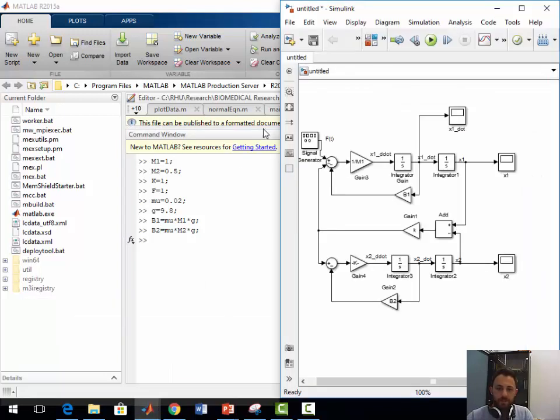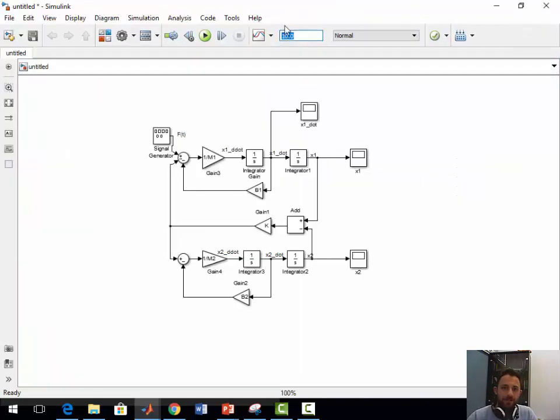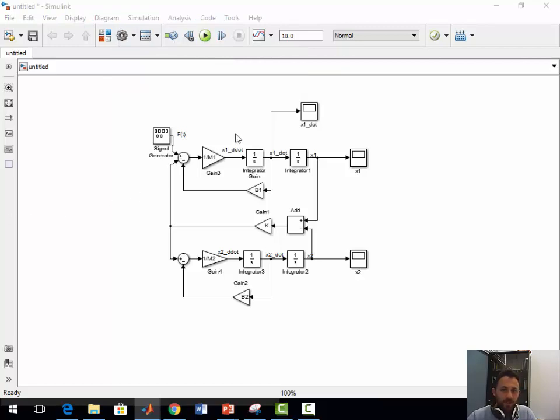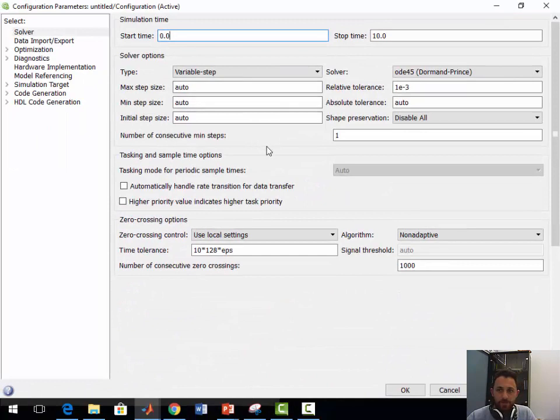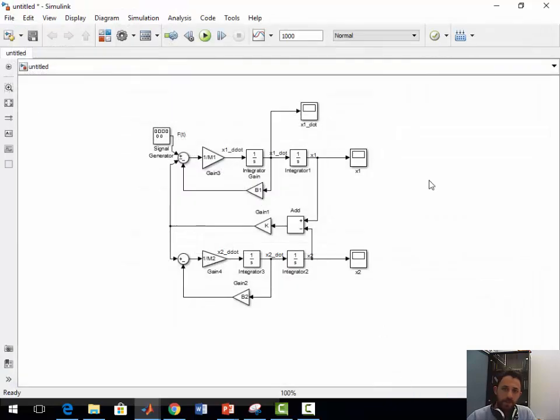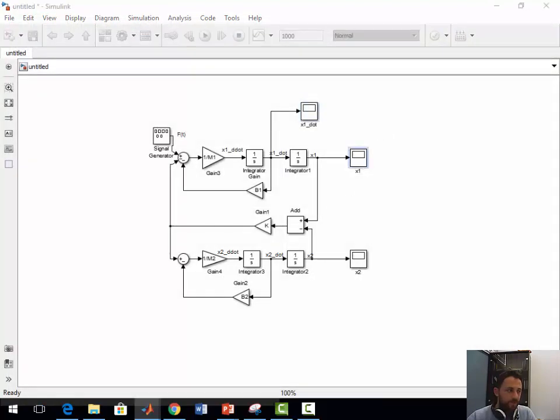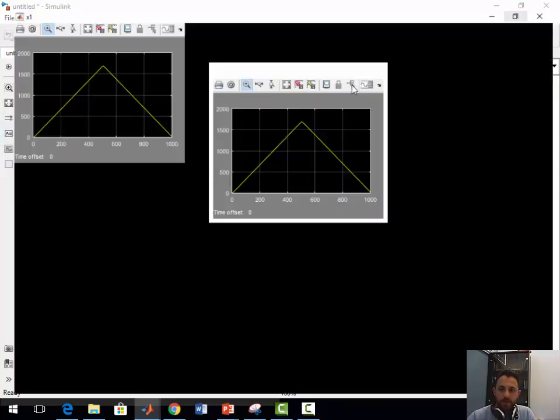We can run the model, or change the model configuration parameters, either from this side, in which we can extend the time a little bit, and the stop time can be changed to 1000, or it can be changed from here. Now we can run. We have x1 dot, we have x1 the displacement, and we have x2.